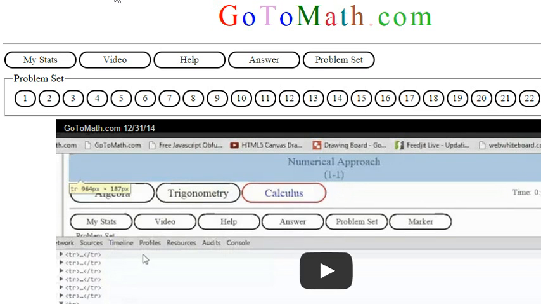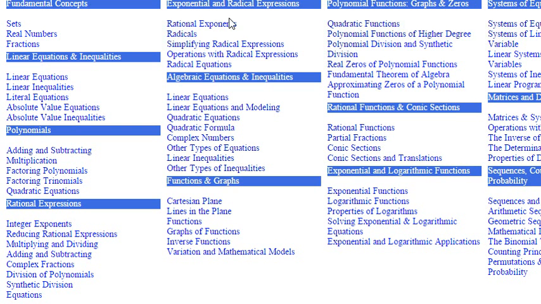We're at gotomath.com. Click on the algebra. Let's go down to operations with radical expressions. And we are looking at 1.1 here. Okay, so some notation that we haven't really talked about, but I'm going to talk about it now.